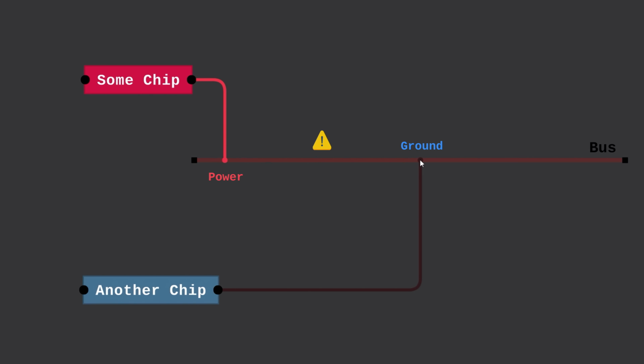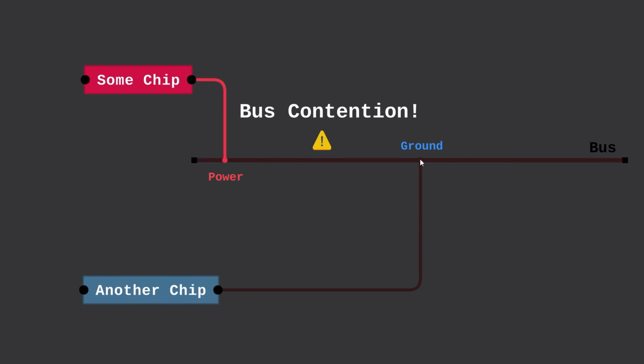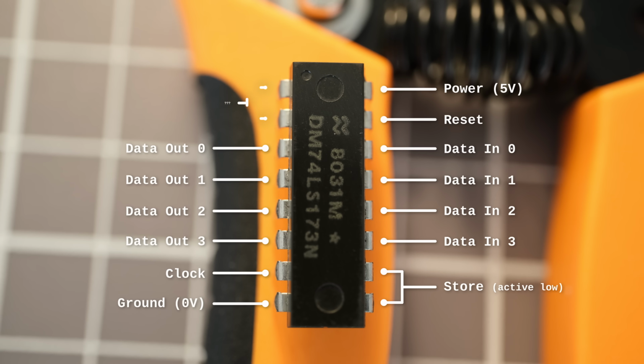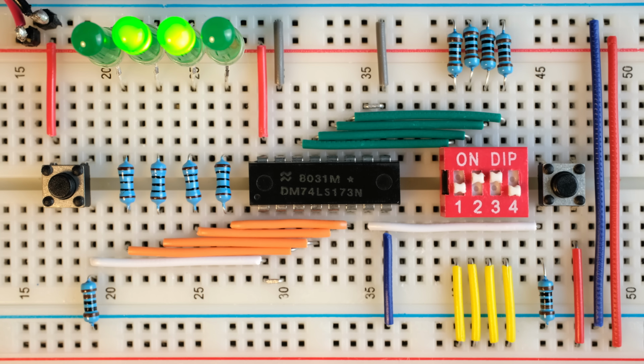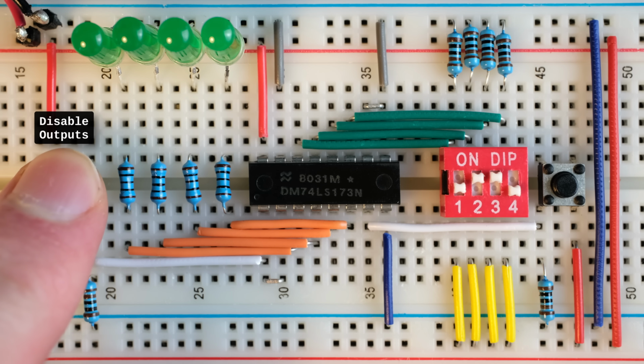This undesirable state is called a bus contention, and in the simulation it's just represented with an annoying flickering to show that something's gone wrong and the bus doesn't know what value it's supposed to be. To solve this problem, let's return to our mystery input over here. All this does is simply allow us to control whether the outputs are enabled or not. So I've wired up this button on the left to act as a disable outputs button, and if I press that, we can see that all the lights turn off.